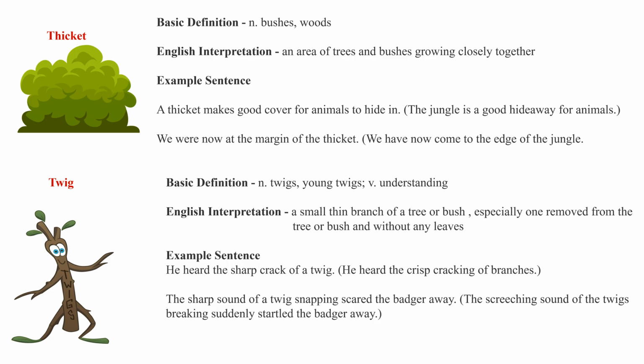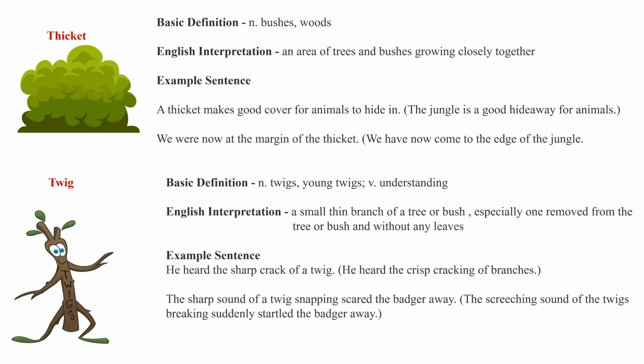Next one is twig. Twig is a noun, and it is also used as a verb, which means understanding. The English interpretation is a small thin branch of a tree or bush, especially one removed from the tree or bush and without any leaves. A small twig will not have any leaves. Example sentence: he heard the sharp crack of a twig. He heard the crisp cracking of branches. See, when you pluck a twig, you can hear the crisp sound of branches cracking.